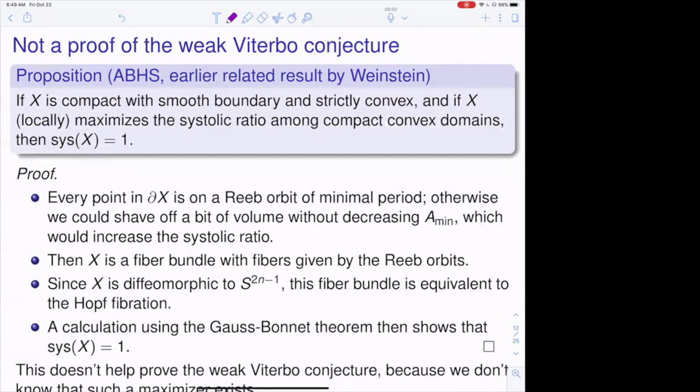So this is proved in a paper by Abbondandolo, Bramham, Hryniewicz, and Salomão, and there's a similar argument in an earlier paper by Weinstein. So how does this work? Well, every point on the boundary has to be on some Reeb orbit of minimal period, because if it weren't, then I could cut corners and shave a little volume off my domain at that point, and it wouldn't change what the smallest Reeb orbit is, but it would decrease the volume, and so it would increase the systolic ratio, which would be a contradiction.